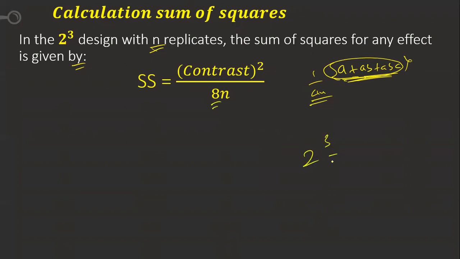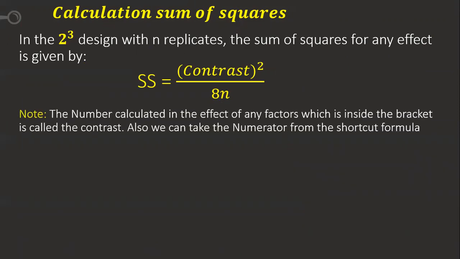Because it is 2 cube, so it is 2 into 2 into 2, so I'm getting it as 8. Okay, that you have to remember. Now, the number calculated in the effect of any factors which is inside the bracket is called the contrast. That's what I told you. I'm going to show it in the formula here now.